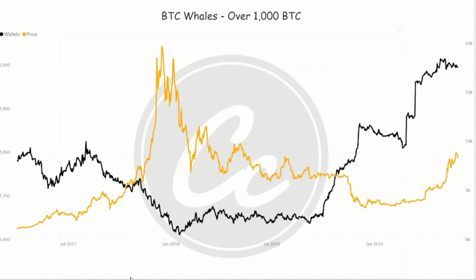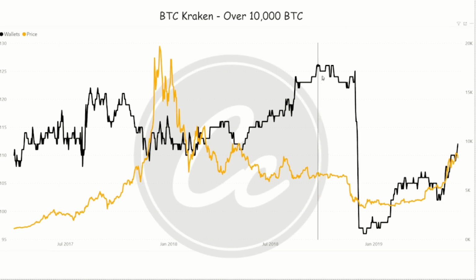whales. Then of course you've got the kraken. The kraken basically accumulates during the bear market and then floods the system right at the end there. You can see after this flat period, the initial accumulation, they then flood the system with excess Bitcoin, dragging that price down, and then off to the bull market it goes.